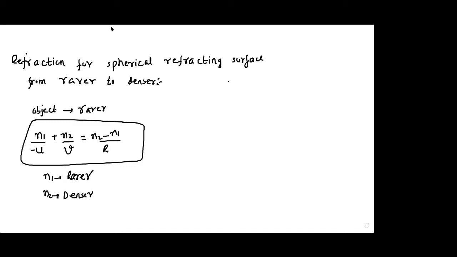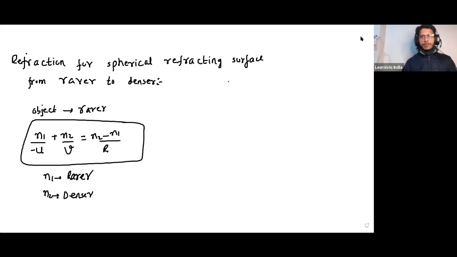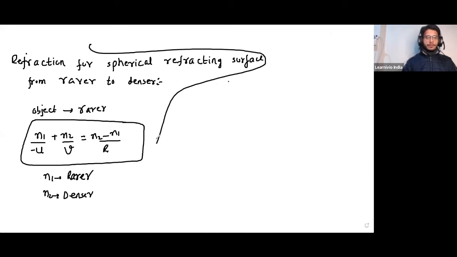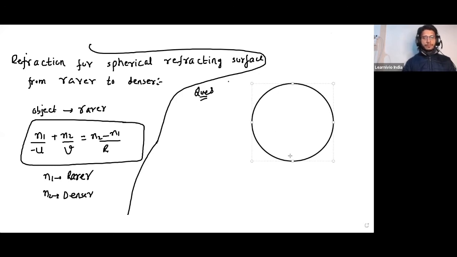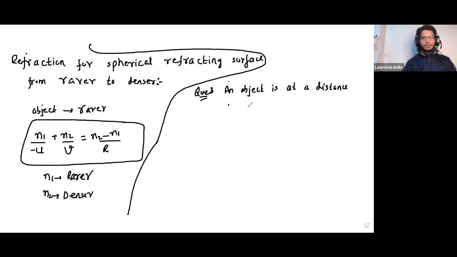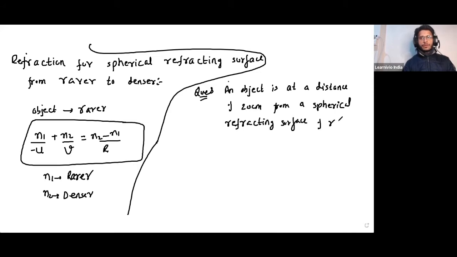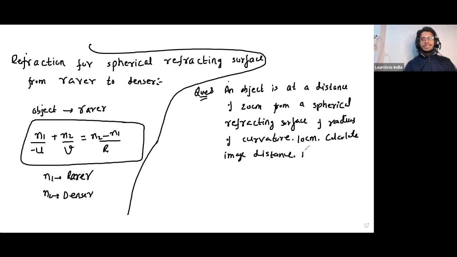The next topic that we will do is refraction from denser to rarer medium. We will assume that your object is in the denser medium and your image is in the rarer medium. But before the next derivation, I want you to do a basic numerical. It's given that the refractive index of glass is 1.5.